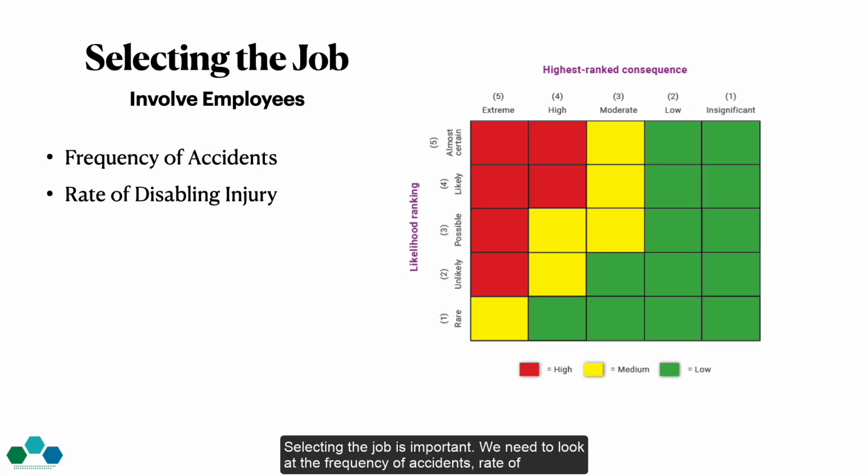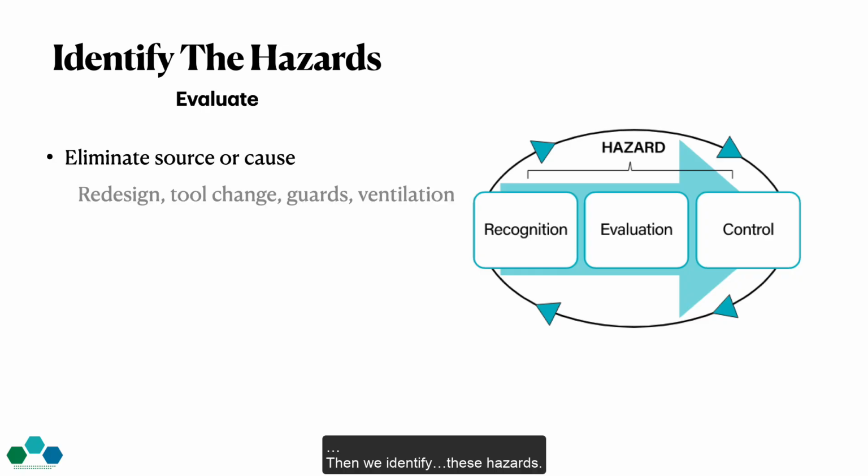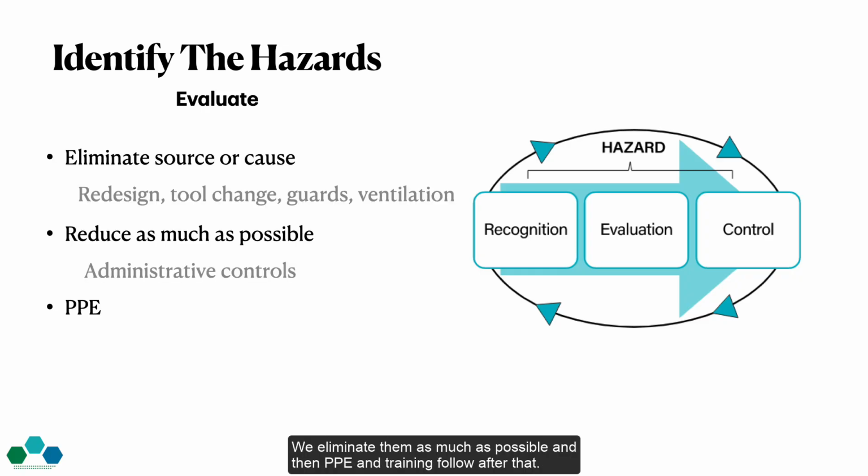Selecting the job is important. We need to look at the frequency of accidents, rate of disabling injury, severity potential, and then any new jobs. Then we identify these hazards. We eliminate them as much as possible, and then PPE and training follow after that.